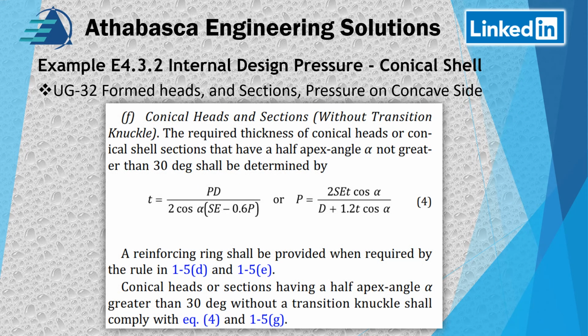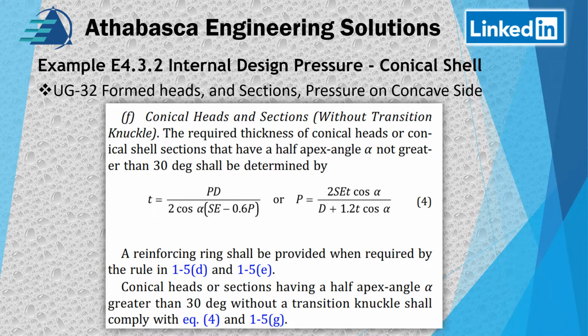So we're going to look at UG-32 formed heads. And we're going to look at part (f). It says conical heads and sections without transition knuckle. The required thickness of a conical head or conical shell section shall have a half angle of alpha not greater than 30 degrees. So that's one of the rules that you have to follow.